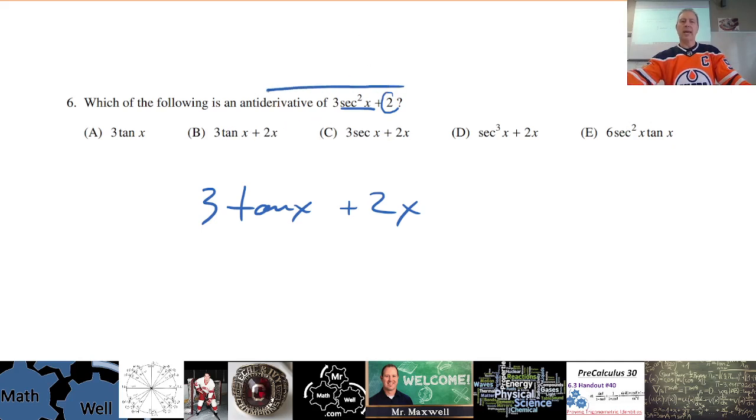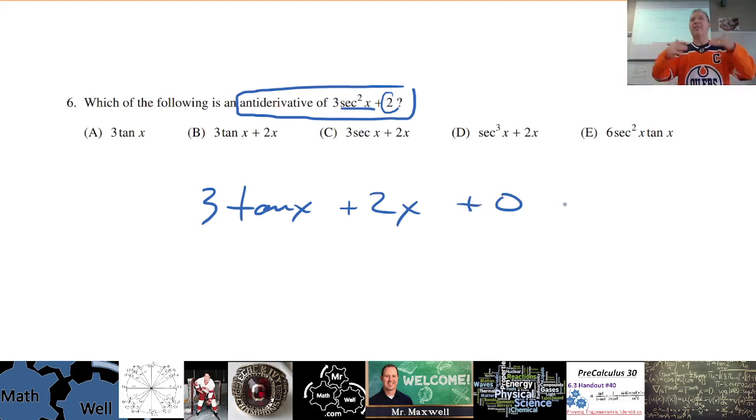Here's the thing. If they asked you to take the antiderivative of this, then you would have to put plus c. Now, is this question in error because there's no plus c? No, it's not, because plus 0 is a valid antiderivative of this. So if you were taking the antiderivative, you would say the antiderivative is 3 tan x plus 2x plus c. Good job. But if they say which of these is an antiderivative, they could have put anything behind here, right? Plus 3. They could have put any constant behind there to mess you up a little bit more.